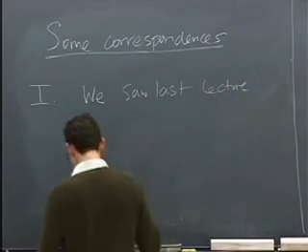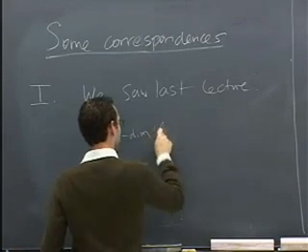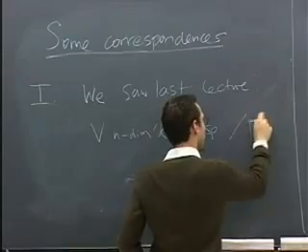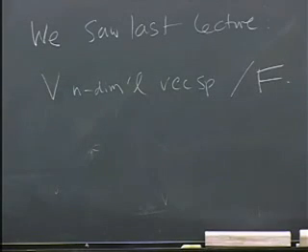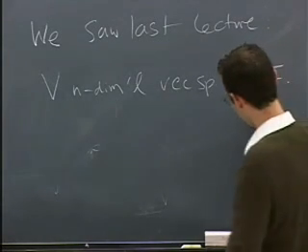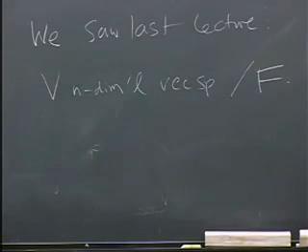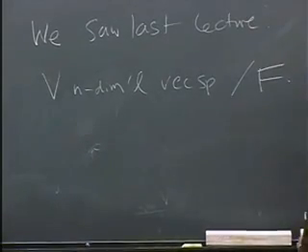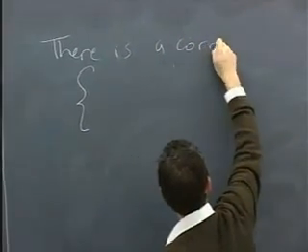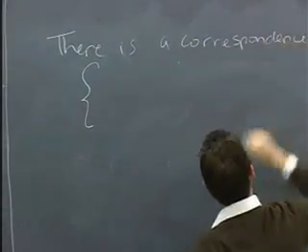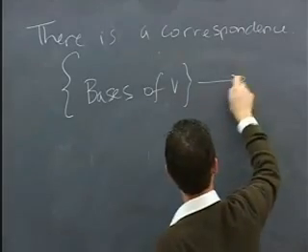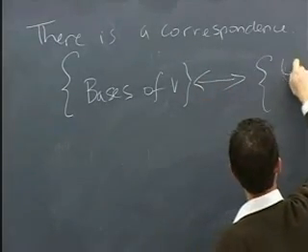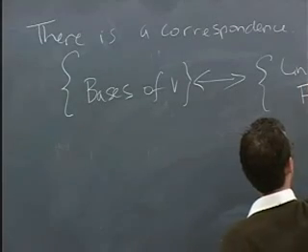So we saw last lecture that if V is an n-dimensional vector space over a field F, then bases correspond to linear isomorphisms between the canonical n-dimensional vector space Fn and V. There is a one-to-one onto correspondence between bases of V and linear isomorphisms from Fn to V.